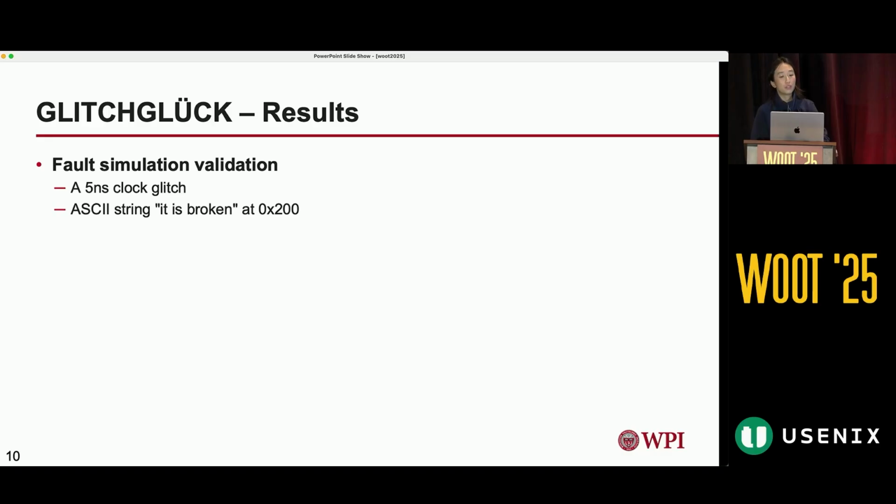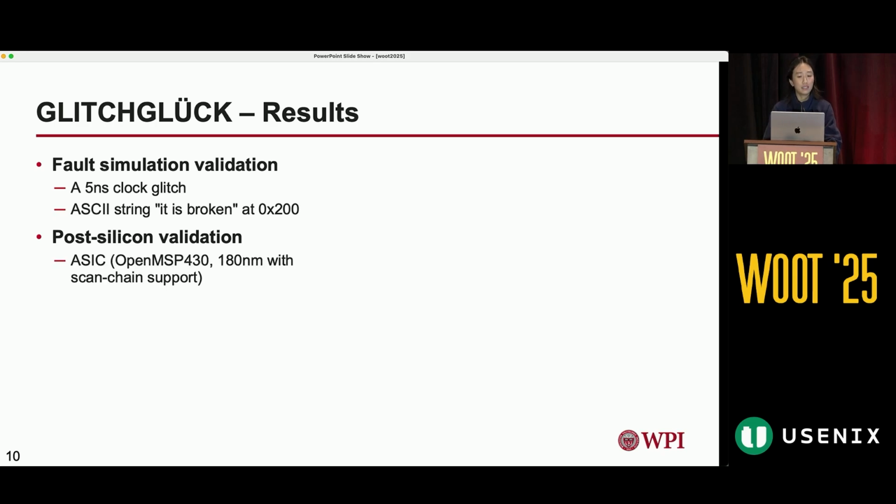The fault simulation result that we validated is that we chose a 5 nanosecond clock glitch and were able to dump the memory content at 200, and I see that the ASCII string is broken, as shown there. That's how I know that the attack is a success. But this is not enough yet. We also need to do post-silicon validation to validate our simulated fault parameters to complete the guided fault attacks.